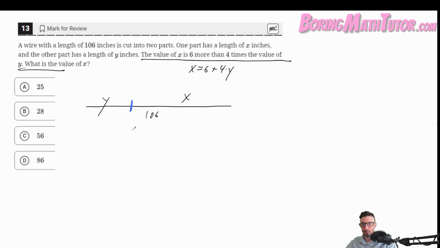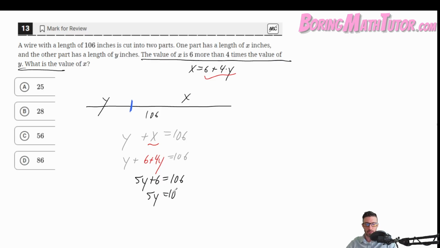But I know another equation I can write down just based upon how the diagram is drawn. I can say that X plus Y has to equal 106. But I know that 6 plus 4y is equal to x. So I can just put 6 plus 4y where I see the x, keep everything else the same. This will allow me to solve for y.